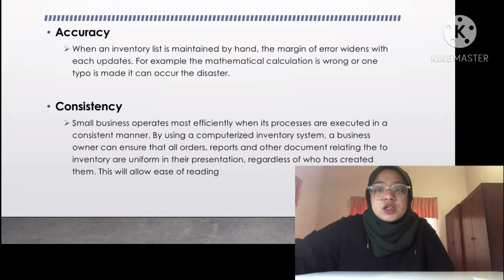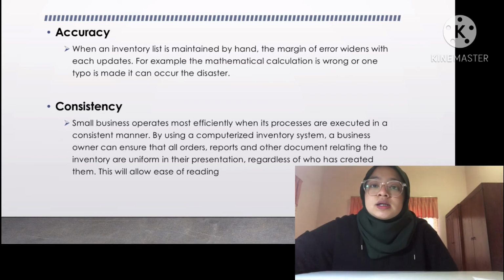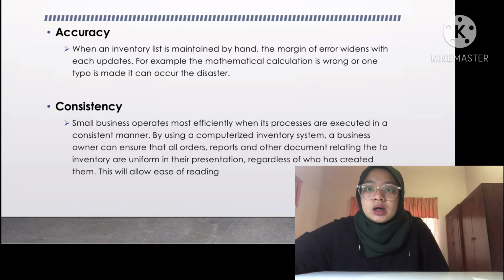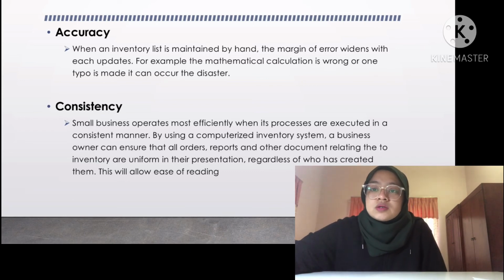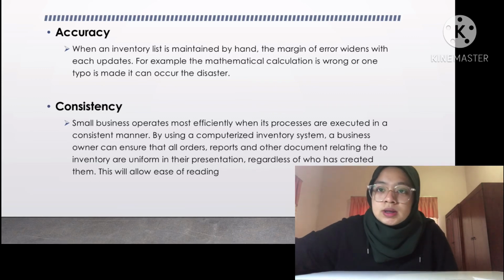Okay, next, consistency. Small businesses operate most efficiently when their processes are executed in a consistent manner. By using a computerized inventory system, a business owner can ensure that all orders, reports, and other documents relating to the inventory are uniform in their presentation, regardless of who has created them. This also allows ease of reading of the information.